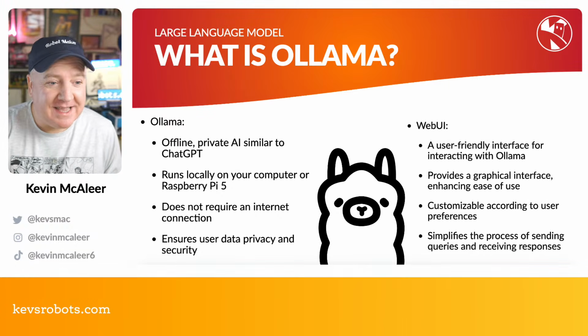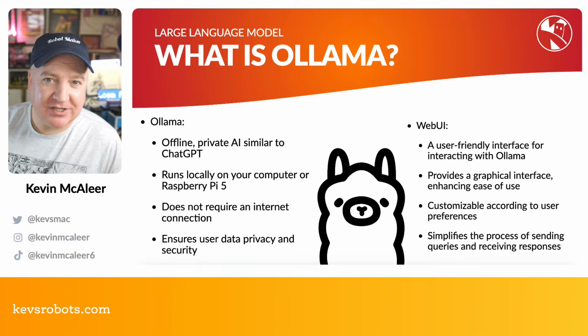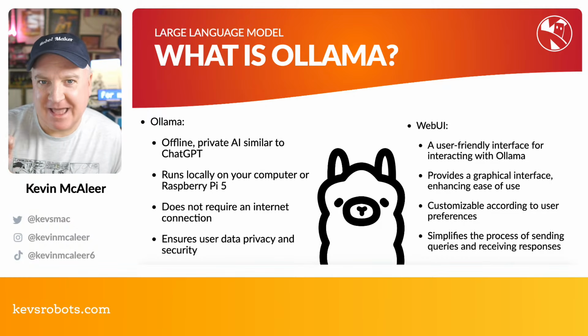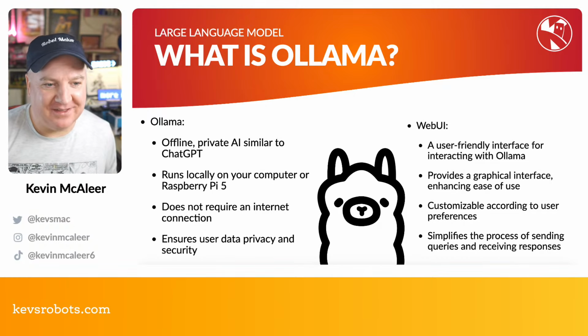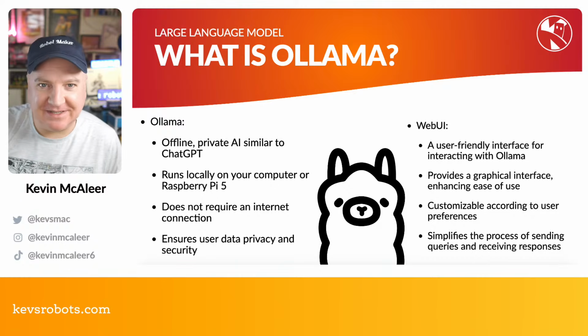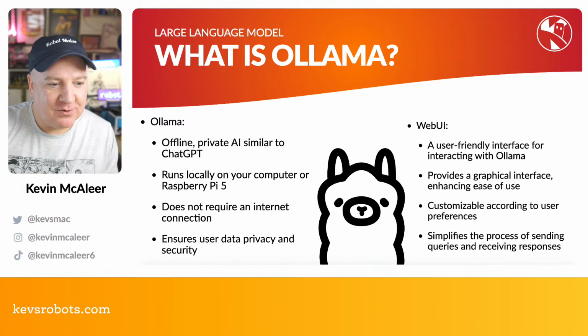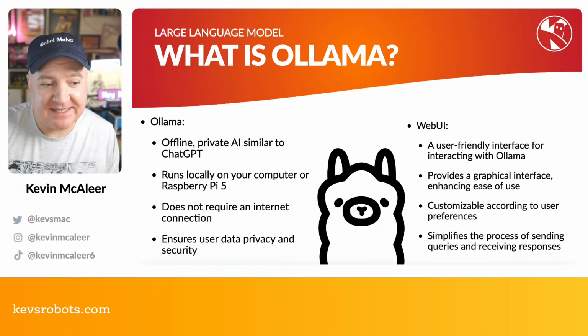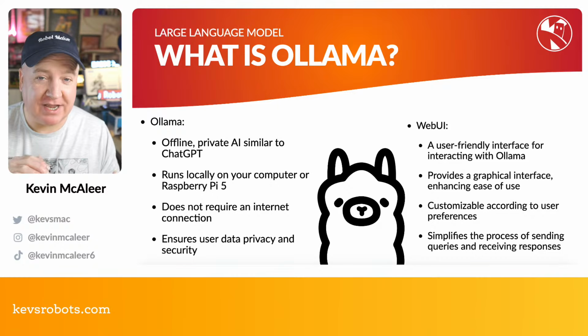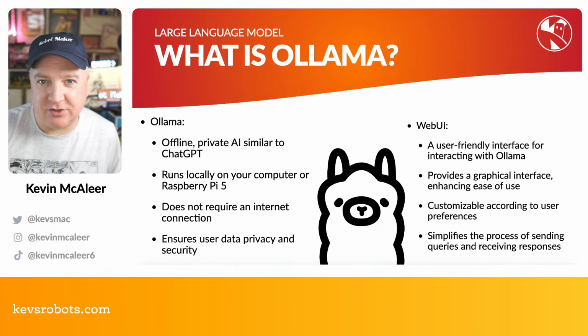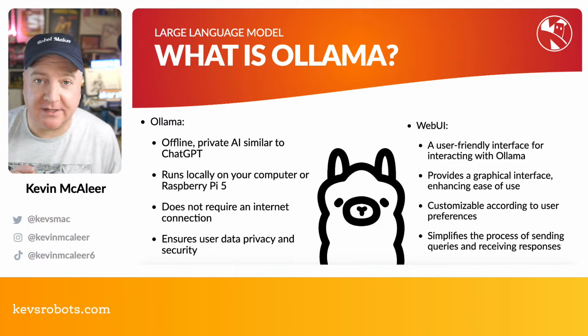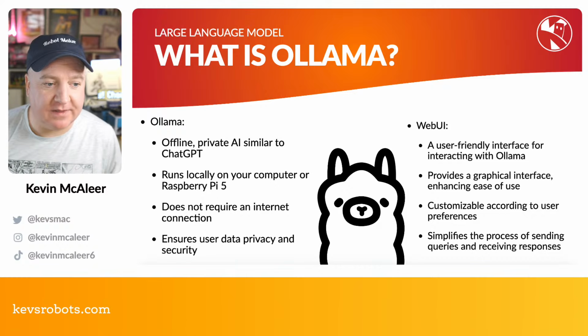So what is Ollama? This is a large language model. That's why it's got the LLM in the name. They came up with this kind of silly name for it, Ollama, but it's a really cool product. It's an offline private AI similar to ChatGPT. So you can chat away, you can type things in, you can send code or pictures or documents, all kinds of stuff, and it can interact with that.